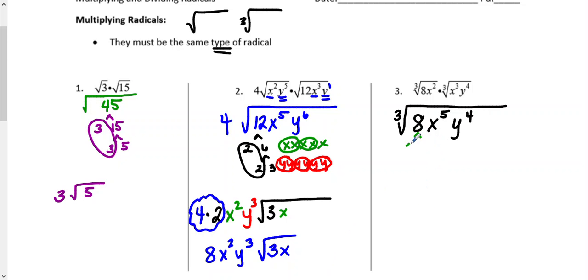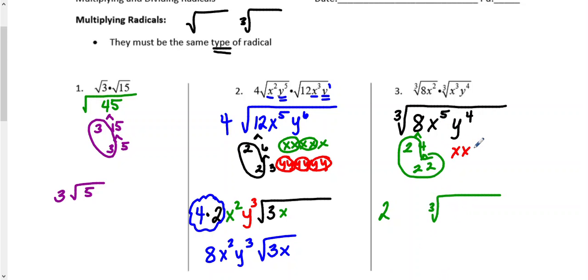And then we start breaking down. So 8 can be broken down to 2 times 4. 4 can be broken down to 2 times 2. Cube root means I need 3 of the same. So I have 3 2's. So the 2 is going to the outside, leaving some space for the cube root of whatever is left over. In this case, no numbers need to be written inside.